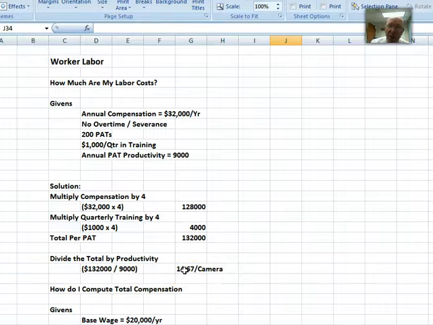And of course, this is not very good. That's an uncompetitive wage rate. So this just gives you a cue of what's going on in that. How does that number come up? How is that number derived? And then what factors influence it? So you can see both the level of compensation and the productivity, both are key determinants of the cost per camera.